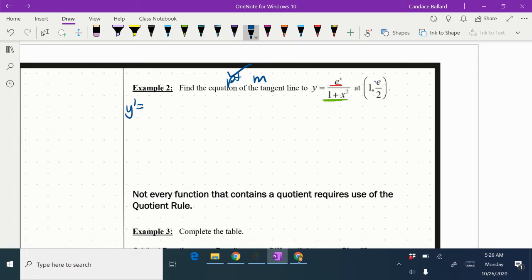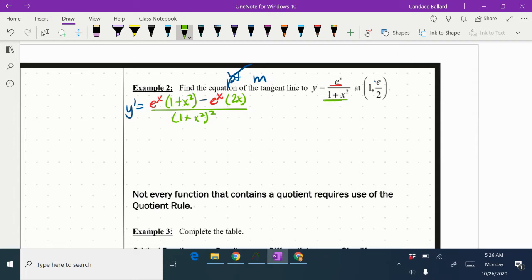So y prime equals, I'm going to take the derivative of my numerator, which is e to the x, and then keep my denominator the way it is, 1 plus x squared. We know our operation is subtraction. I keep my numerator the way it is. I take the derivative of my denominator, which is 2x, all over my denominator squared.